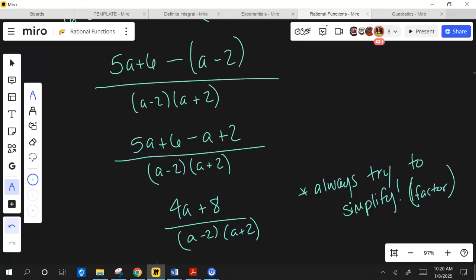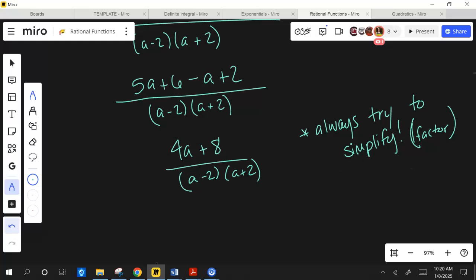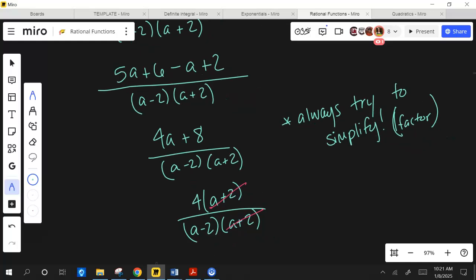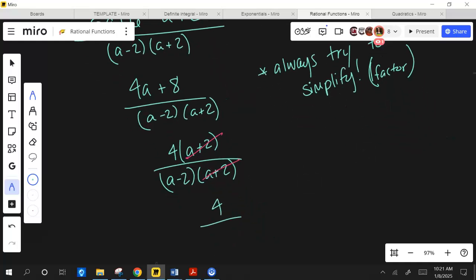Oh, what did you see that I could do? Take out the 4. Sometimes it's going to help, sometimes it's not. But now I'm back to what we did yesterday with simplifying the rationals, right? Take the 4 out. It leaves me a plus 2. Oh, you see it now? Those are gone, right? So my final answer here, 4 over a minus 2. Easy? All that for one problem. Just wait.